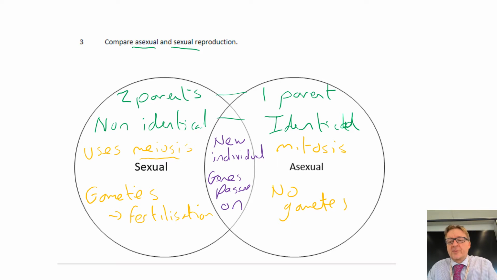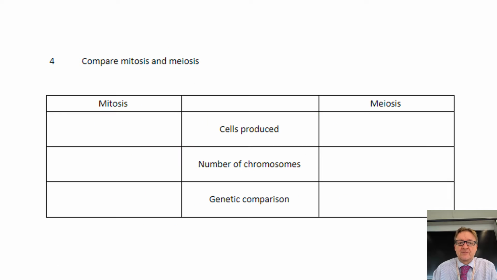Okay, but it's a good comparison question. What you need to do is think about number of parents, identical, not identical, how the actual process happens, meiosis, mitosis, whether it's got gametes or not. It's good as a comparison, so just do one and then the next, one and then the next, rather than doing it as a list.